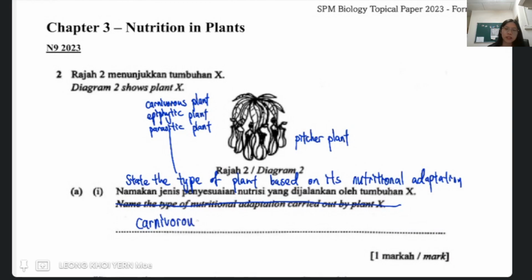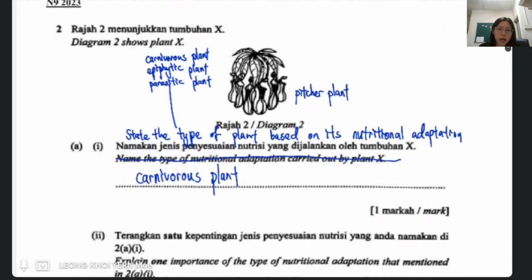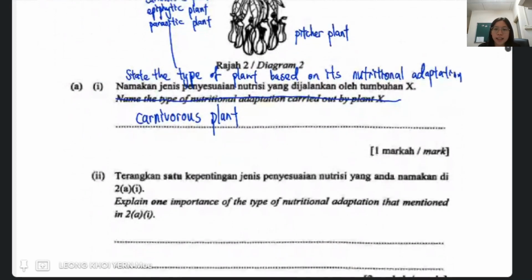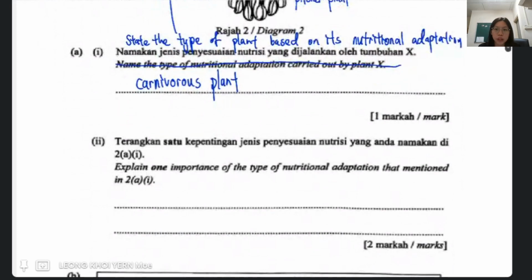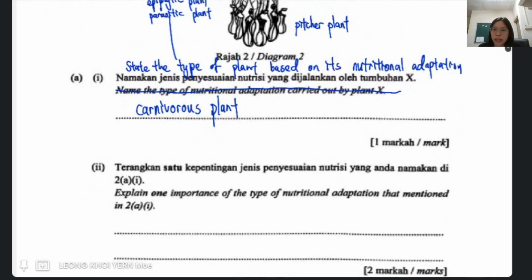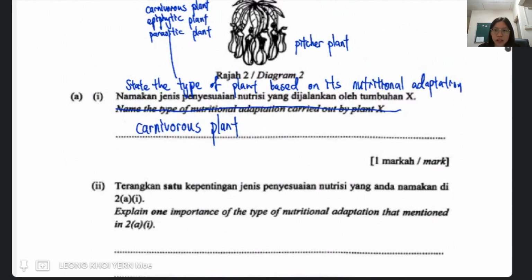And be careful with the spelling, because for biology, the spelling is really important. If you miss out one letter, then say bye bye to your marks. Now let's continue. Explain one importance of the type of nutritional adaptation mentioned in 2A1. So what is the importance of it?